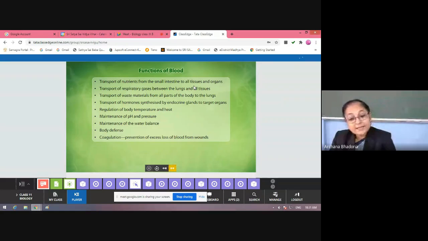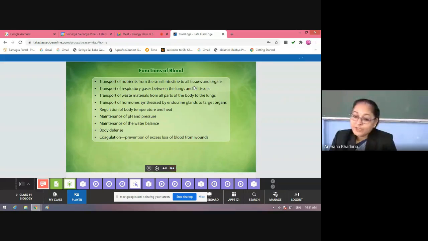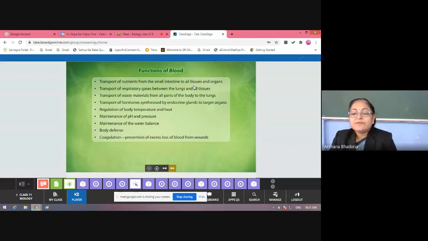So you know endocrine glands secrete the hormones directly into the blood. Then blood will take it to the target organs. So you write it transports hormones to the target organs. Everyone noting, children? Yes, ma'am. Then write down regulates body temperature. Write in short: regulates body temperature. Noted? Next write down develops immunity.